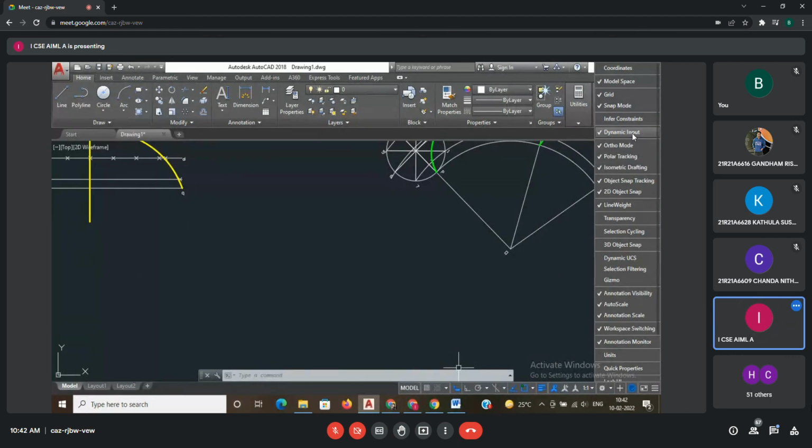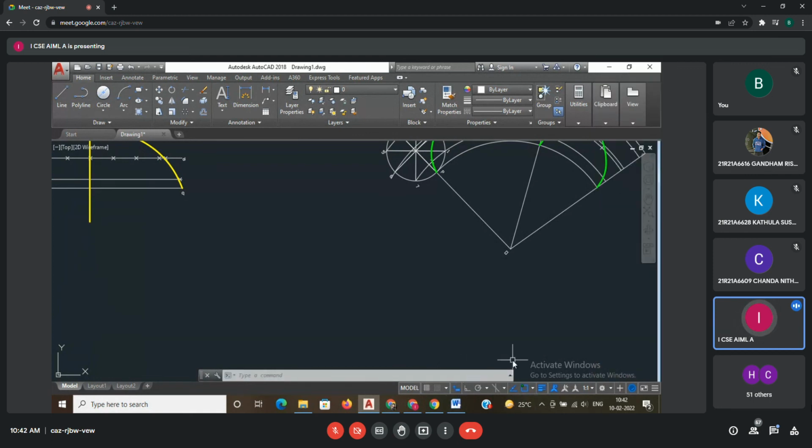See the status bar, you have to observe the plus symbol. It will disappear. If it is not there, you can get it from the customization tools, dynamic input. Suppose it is already there but not highlighted, you just have to select it. That's it. Now suppose I select the line, I will get the dynamic input ribbon exactly below the cursor. Suppose you are not getting it, it is in off mode. Just click on this one, you will get it. Dynamic input on. Done? Any doubts?